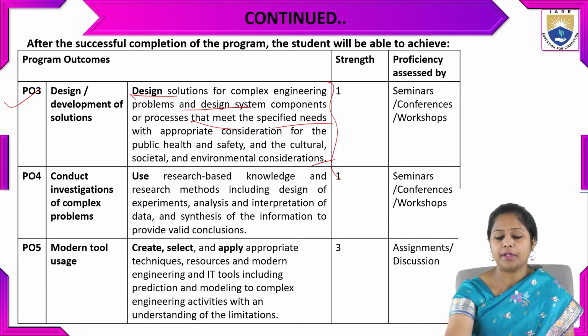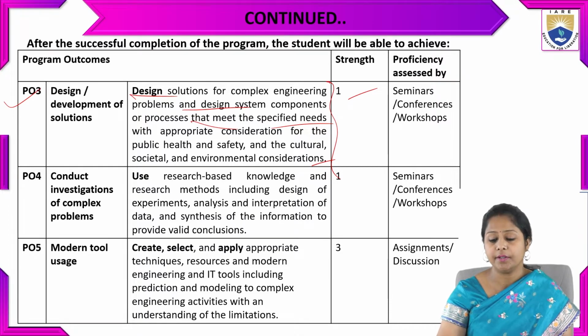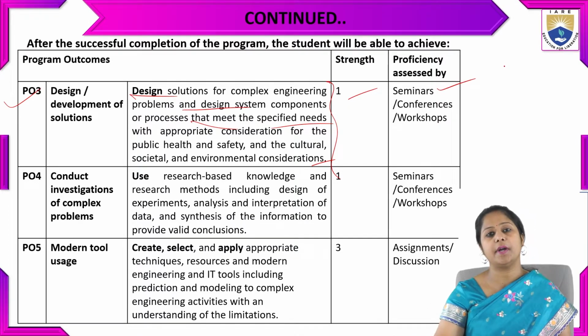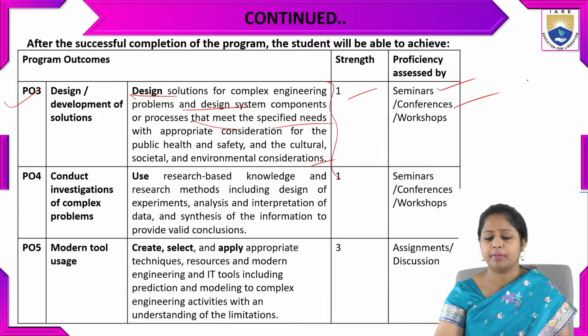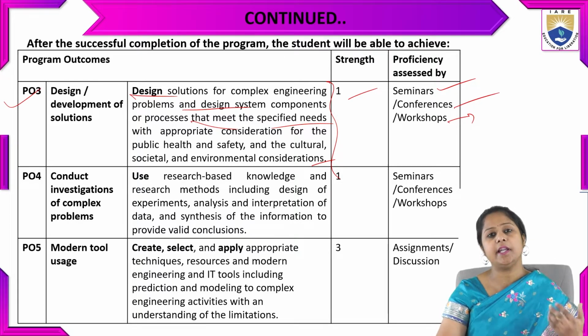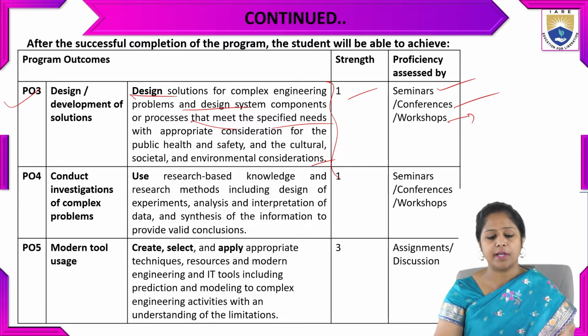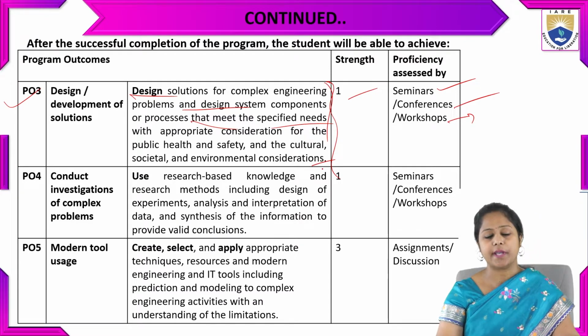So for this PO3, the strength will be 1, and the faculty is going to assess the student on the basis of he has to attend some of the seminars to gain this real world knowledge. He has to attend some of the conferences, some of the workshops for that. So the student has to be very, very particular about that. He has to learn the new things in the market, in the society, in the industry, and then he is able to design some of the particular solutions for these specified needs for the society.